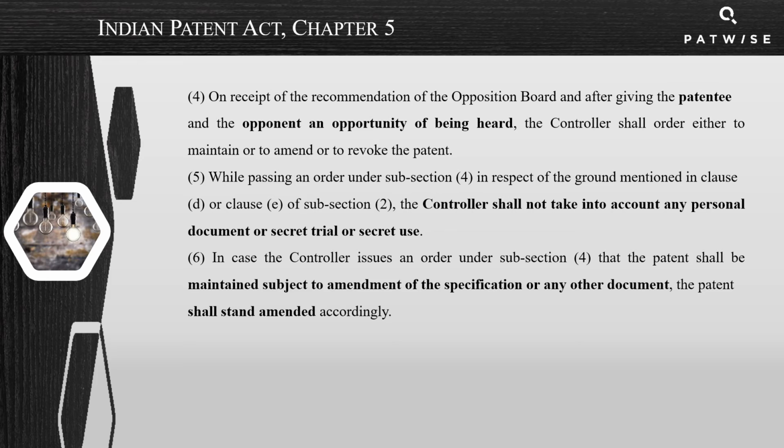And further, in case there is any amendment that is required by the controller in order to grant the patent, the controller has to look at that method instead of directly cancelling or opposing or rejecting the grant of patent. If there is an amendment to overcome the objection, the controller shall also recommend the same.